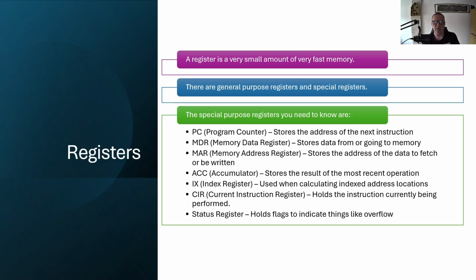The accumulator, which stores the result of the most recent operation. An index register, and this is used when we're calculating address locations. The current instruction register, which holds the instruction we're currently working on. And a status register, which holds a number of flags to indicate things like overflows.